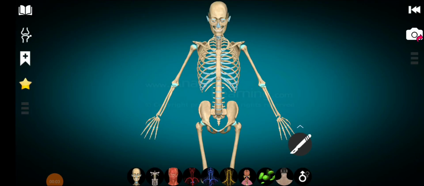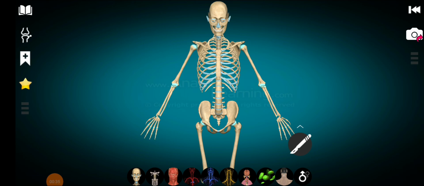In this video, I'm going to talk about the appendicular skeleton. In the previous video, I have already talked about the axial skeleton. As I have already told, the human skeleton is divided into two divisions. One is the appendicular skeleton, the other is the axial skeleton. So, in this video, I will discuss briefly the anatomy of the appendicular skeleton.